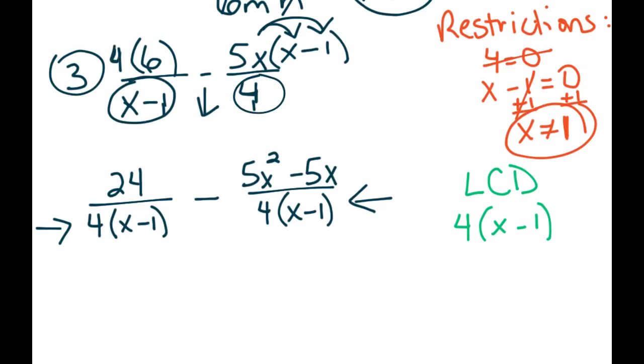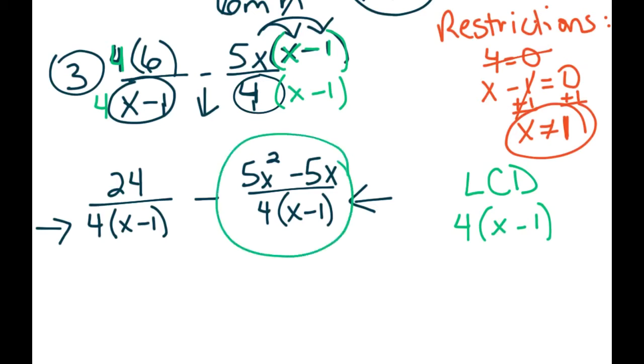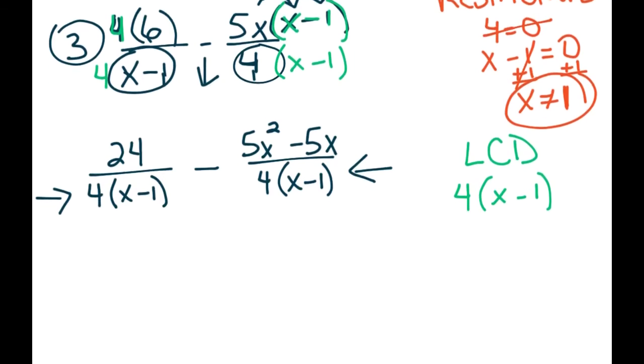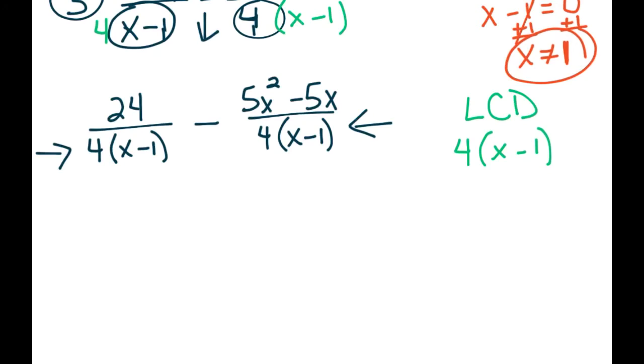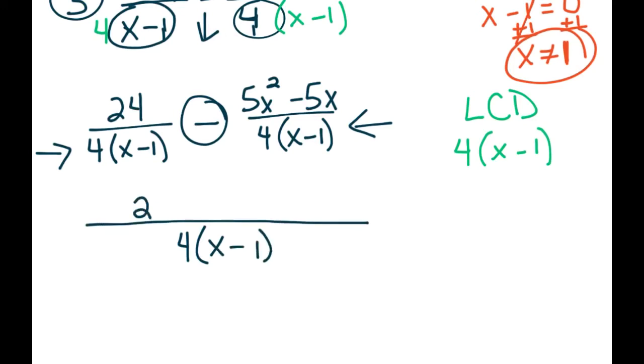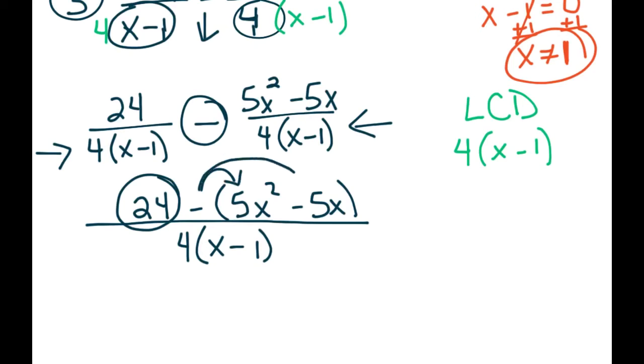Okay, let me put these in different colors. I multiplied the numerator and the denominator by 4 to get this. And over here, I multiplied the top and the bottom by x minus 1 to get this. Okay? Now, I'm going to go on and add and subtract. So remember what I did above. Because I've got the minus, I'm going to go ahead and write the problem correctly. Write my denominator one time and do 24 minus 5x squared minus 5x. So I do not have anything to combine the 24 with, so it's just 24. And then I'm going to distribute my negative here and here.